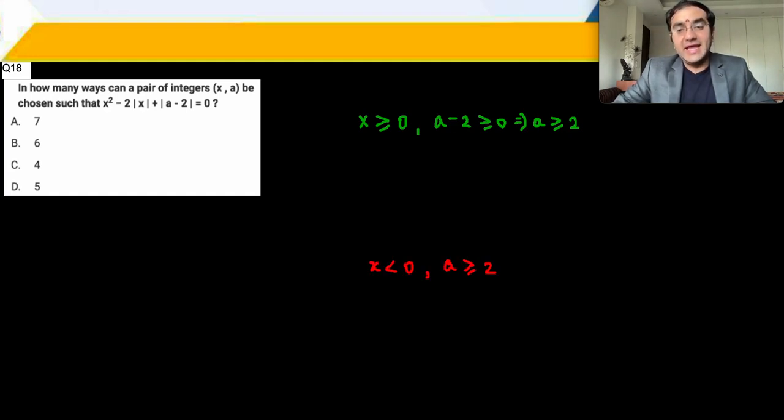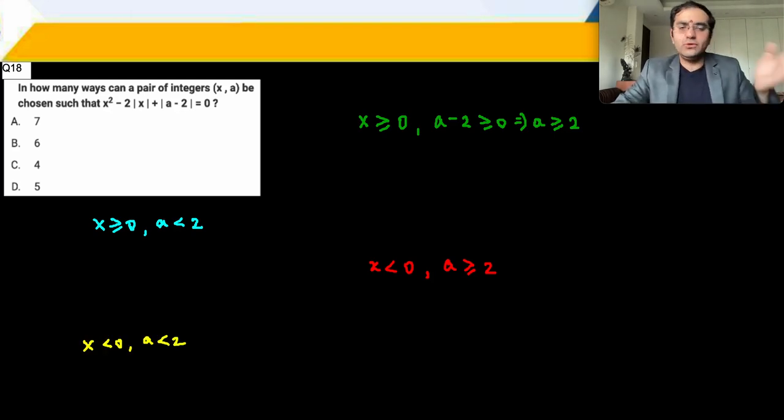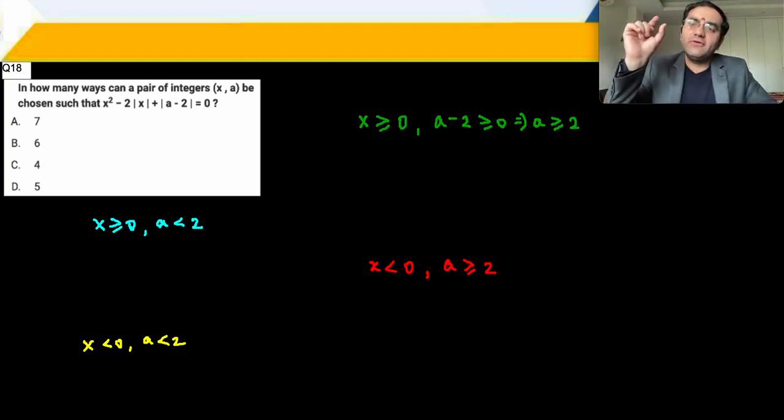Second one becomes x less than 0 and a greater than equal to 2. Third definition becomes x greater than equal to 0 but a less than 2. And the last one becomes x less than 0 and a also less than 2. This becomes the first step: 4 definitions. If you have one mod function, then 2 definitions. If you have 2 mod functions, then 4 pairs of definitions. So now we will solve them one at a time, and as soon as I solve maybe the first and the second one in green and red color, the blue and yellow should be more straightforward.